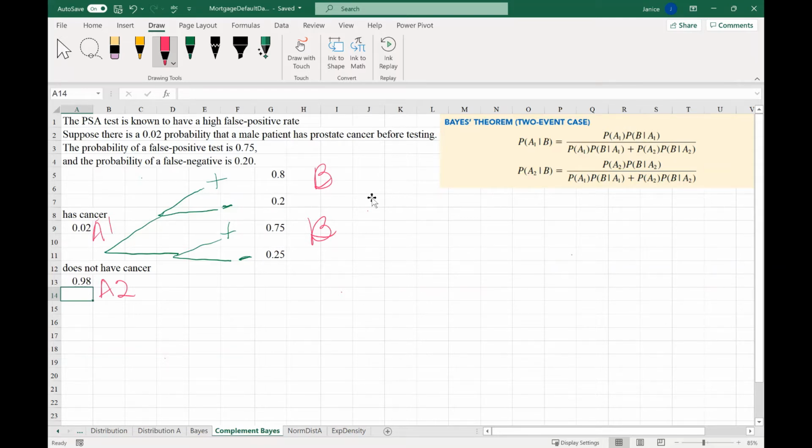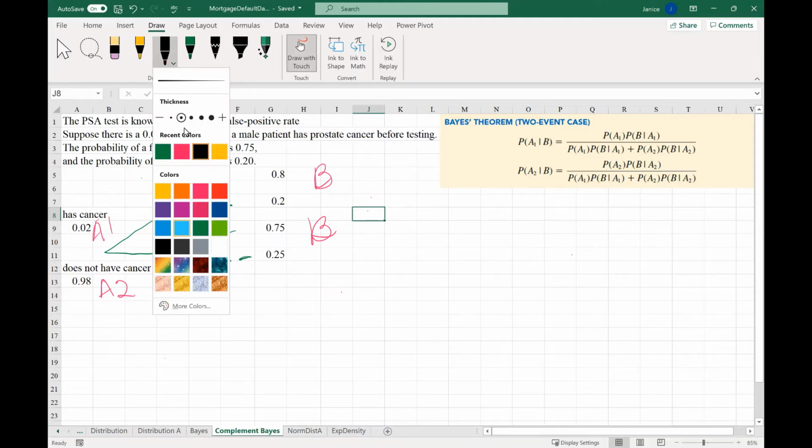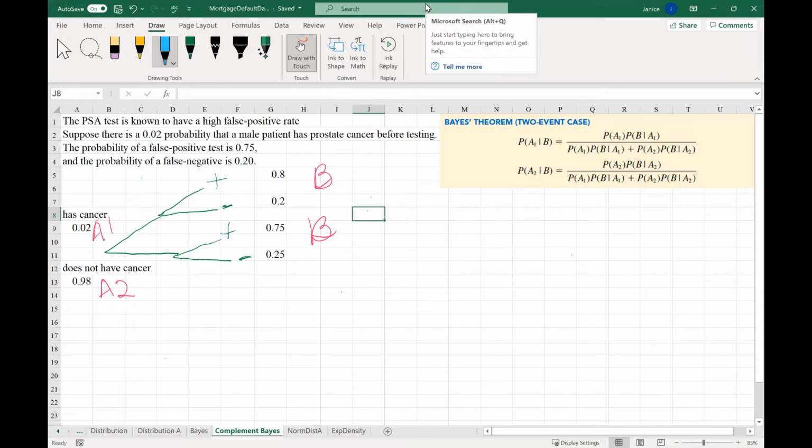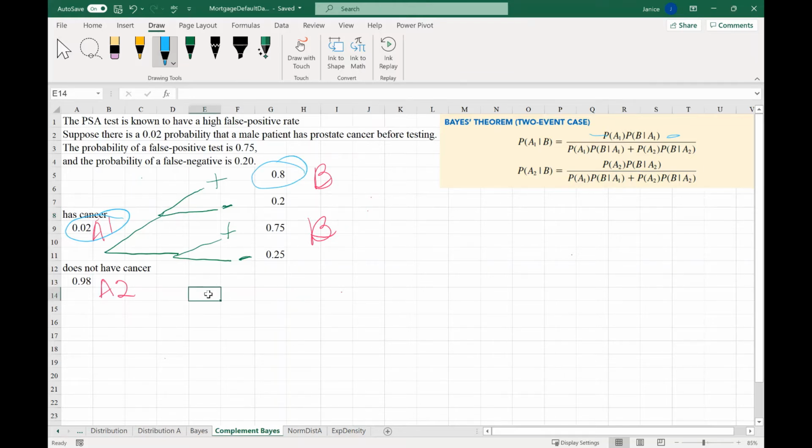So when we put these numbers in this equation, we say PA1 times the probability of a positive reading at A1. So we can say equals 0.02 times 0.80.